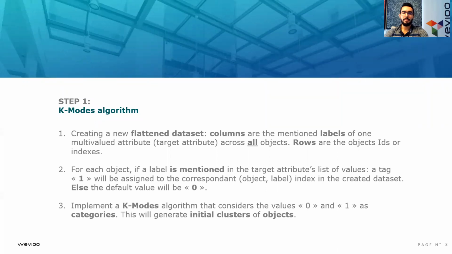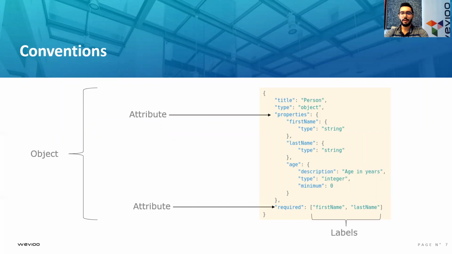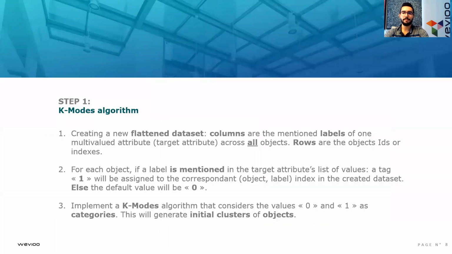Step 1, which is the K-modes algorithm, is based on creating a new flattened dataset where columns are the mentioned labels of one multi-valued attribute, which we will call here the target attribute, across all objects. And rows are the object IDs or indexes. So if we go back to the previous example, the required attribute will be our target variable, which is a multi-valued key. The rows will be the object IDs, and the columns will be the labels of the attribute required across all the objects of the dataset.